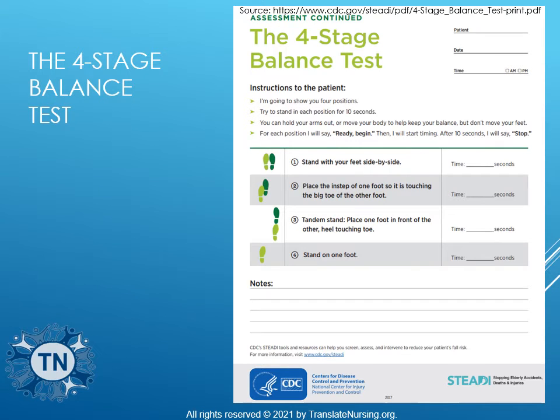The fourth stage is a balance test. It's also a validated measure recommended by the CDC to screen the individual for fall risk. This test is used to assess patient balance. Patients should begin the test by standing on both feet side by side. Each position should be held for 10 seconds.